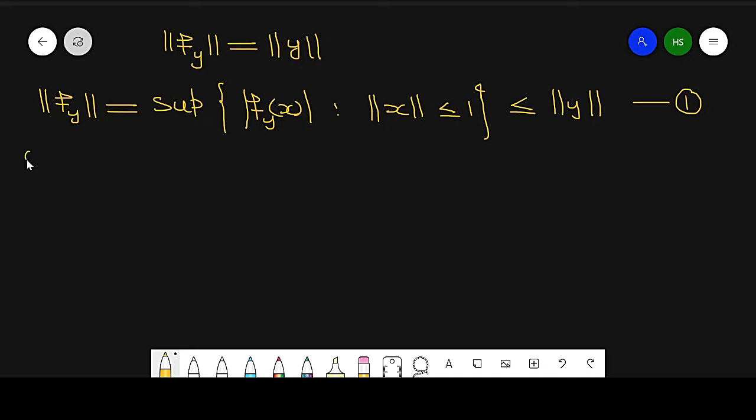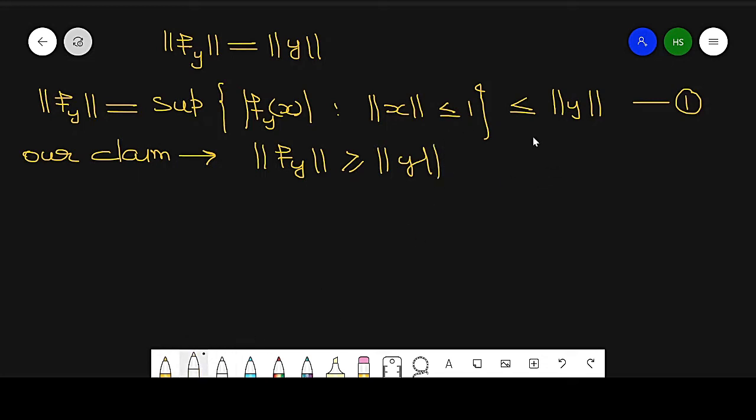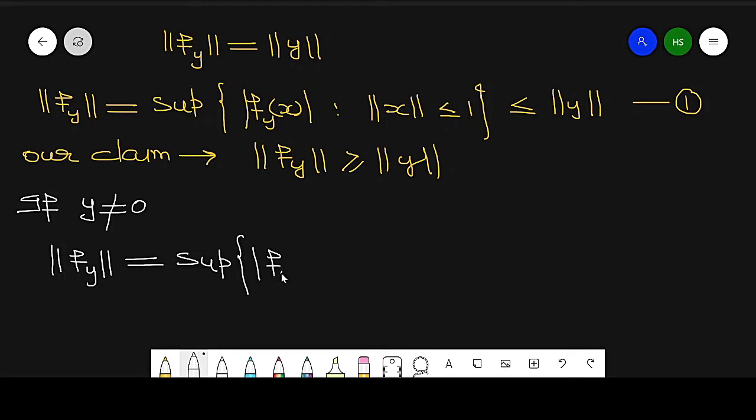Now to prove the result, my claim is only to show that the norm of f_y is always greater than or equal to the norm of y. If y is 0, then this functional value is 0 and the condition is satisfied. Now we will prove it for y not equal to 0. So by definition, the norm of f_y is the supremum of f_y of x such that norm of x is less than or equal to 1.